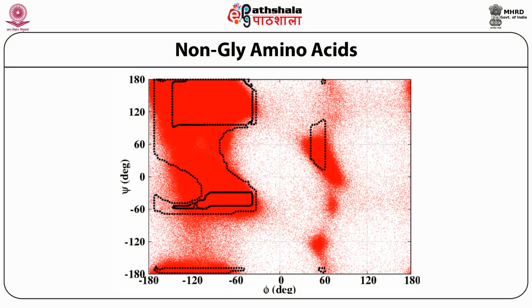What happens if I get rid of all the glycines? So here is the experimental data shown only for the non-glycine amino acids. Again, now I see that the agreement is far better.